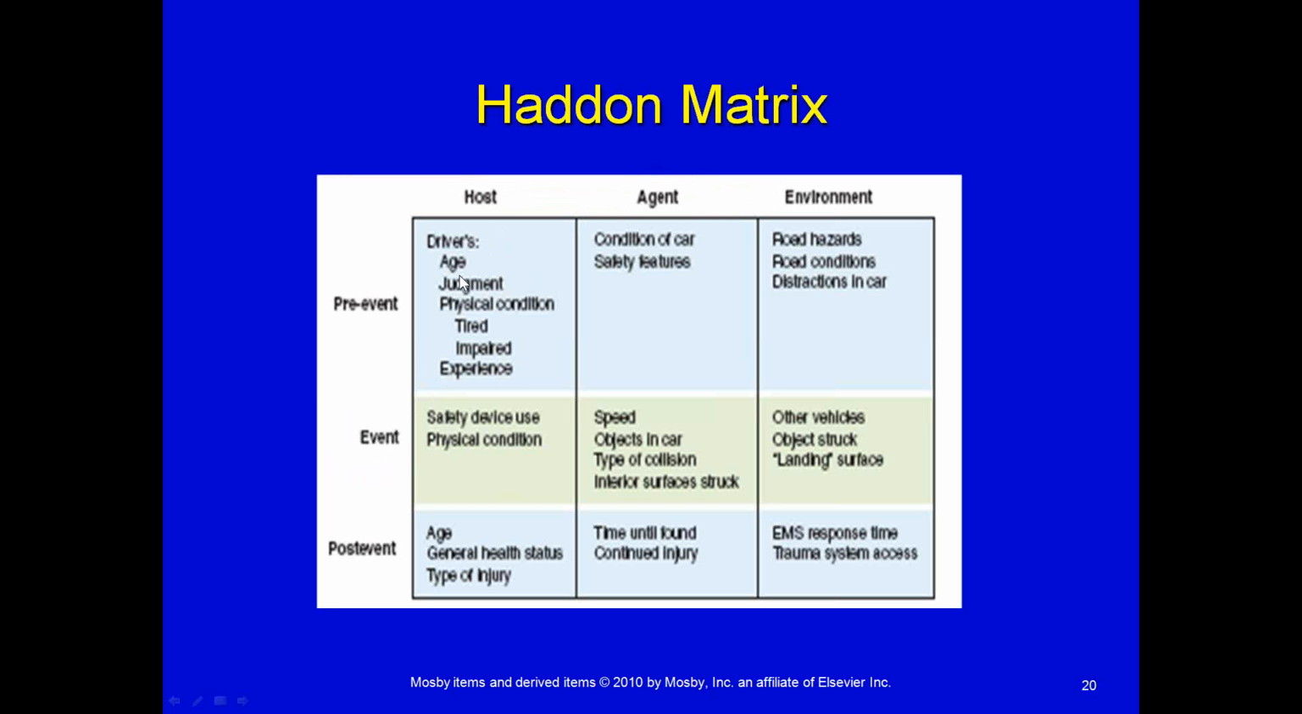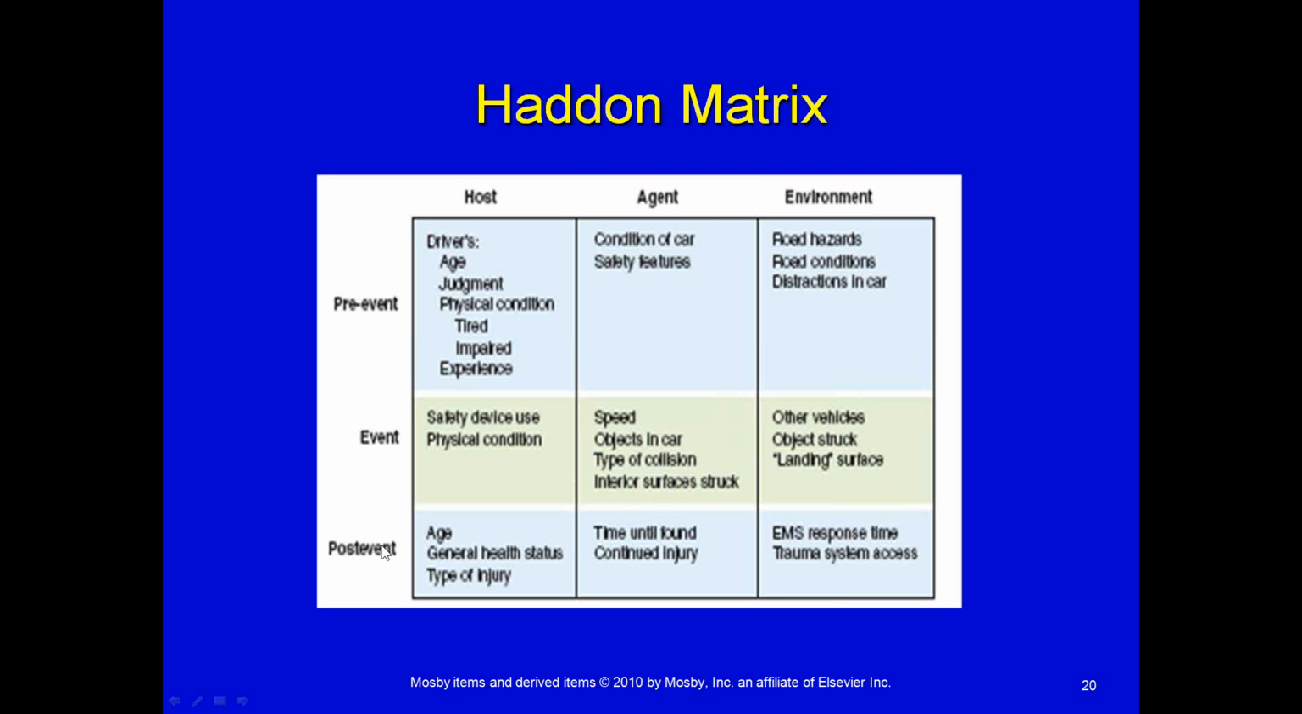If we look at the agent during the event, that includes things like how fast they were going. Were there loose objects inside the car that became missiles? Was it a head-on collision, a rear-end collision, a T-bone collision? And then what interior surfaces were struck? The environment during the event includes what other vehicles were there? Which object was struck? If you fell, what did you land on?